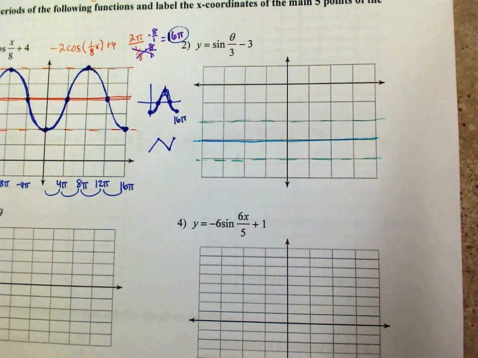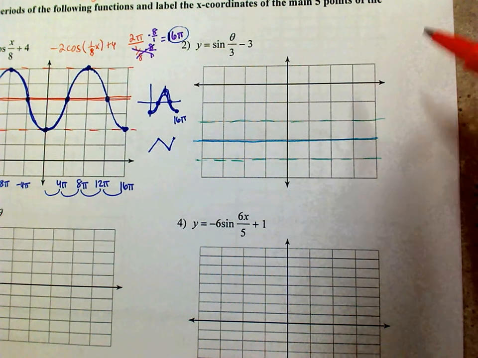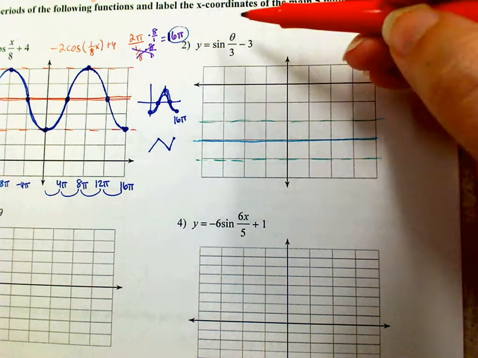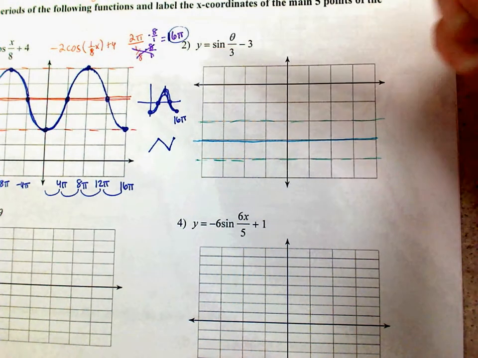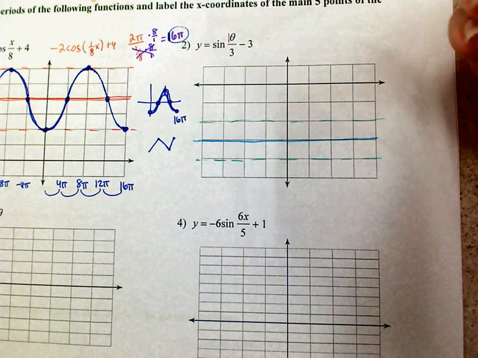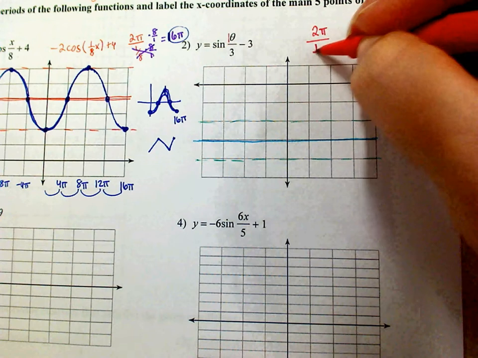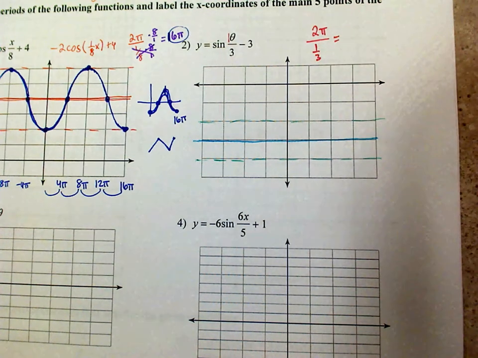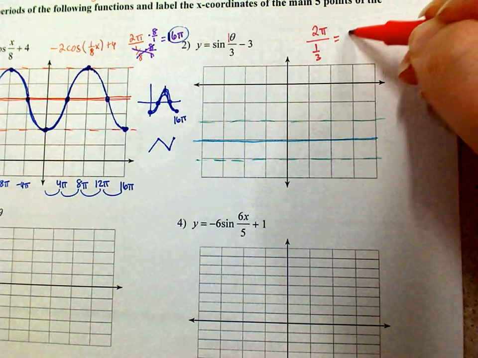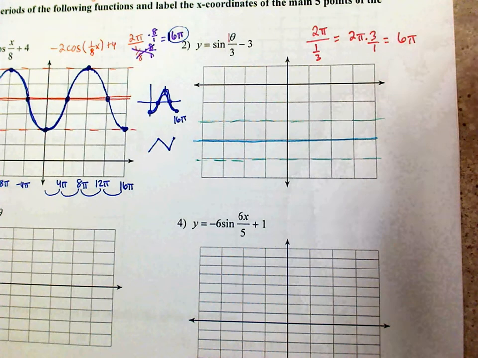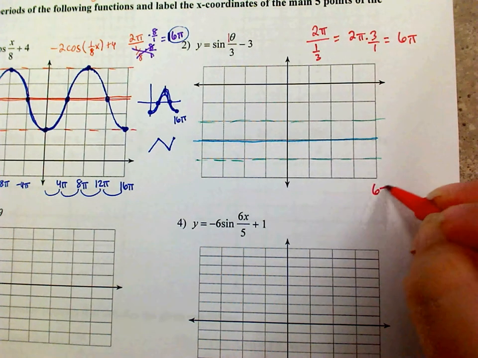Okay? I need to find my period in order to be able to graph the wave, to determine what the tick mark should equal. So remember, just like this one was 1/8, this one is 1/3 of theta. So the formula for period is 2 pi divided by b, which is 1/3. And dividing by 1/3 is the same thing as multiplying by 3. And so 2 pi times 3 equals 6 pi. So I'm going to go ahead and label the end as 6 pi.